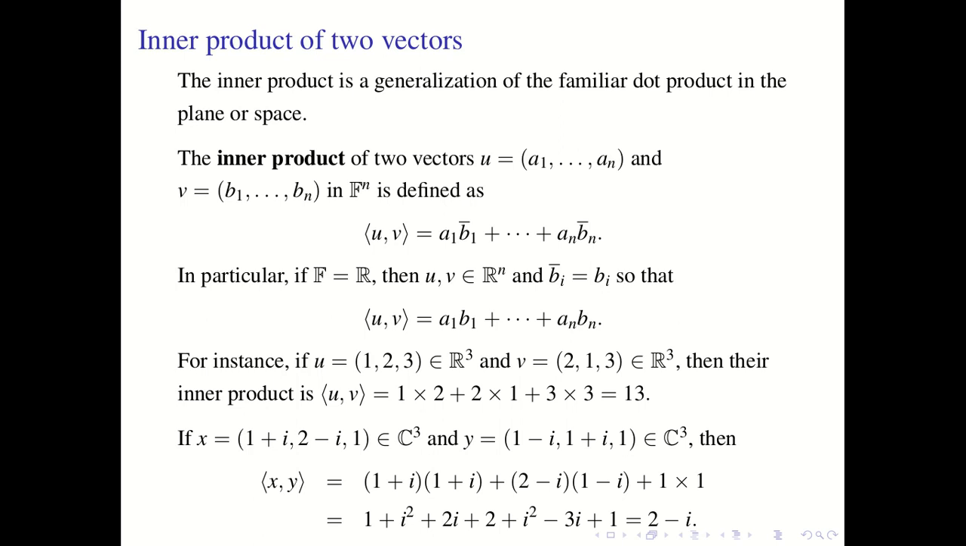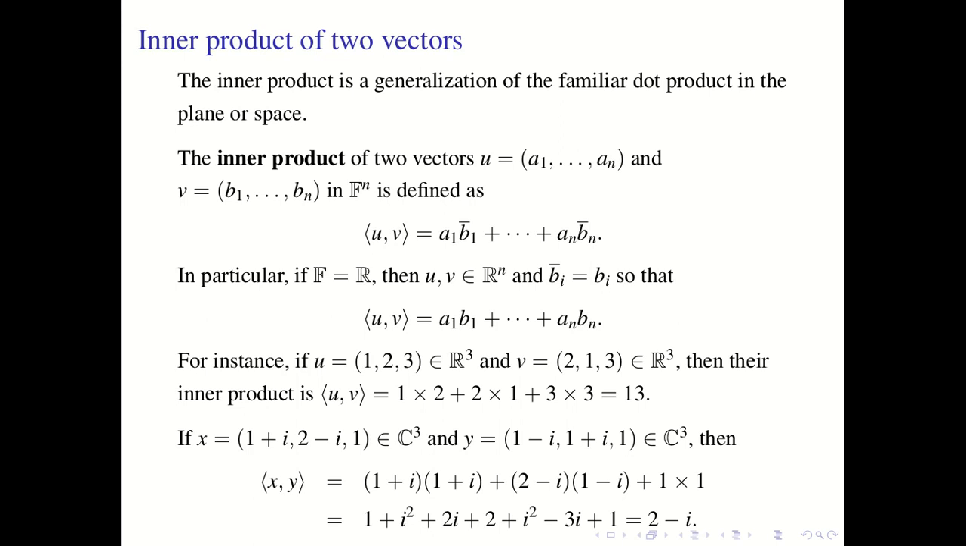Now take two vectors u equal to a1 up to an and v equal to b1 up to bn in Fn. Define the inner product uv as a1 b1 bar plus etc. an bn bar. So if all the ai's and bi's are in R, that is F is equal to R, then the inner product uv is given as a1 b1 plus etc. an bn. So if you take n equal to 2 or 3, this is nothing but the usual dot product that you have studied in your school.